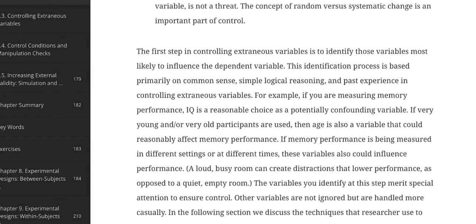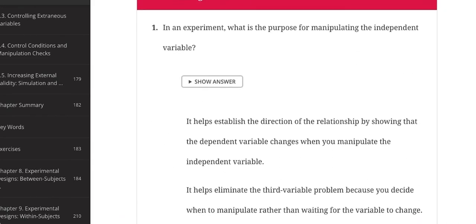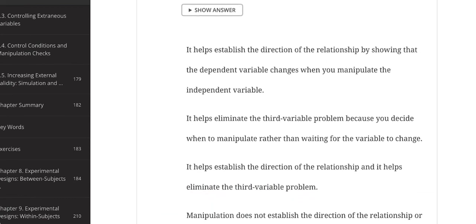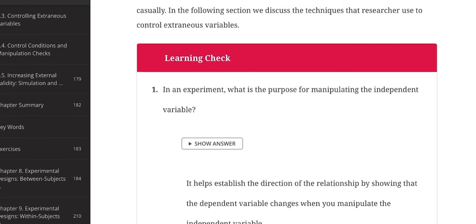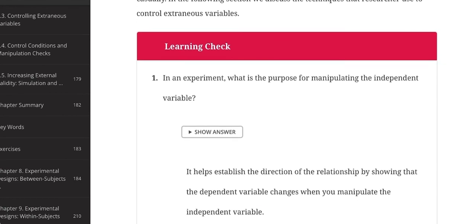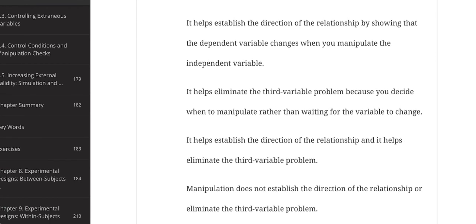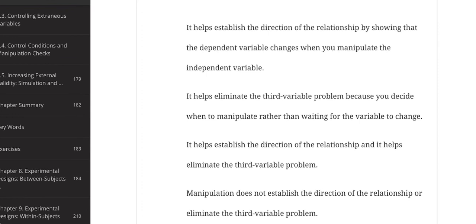Okay, and then I wanted to go to 7.3. Let me do the learning check real quick. So in an experiment, what is the purpose for manipulating the independent variable? I don't know if I showed you that on the screen. Okay, there we go. And so you can see the answers here.